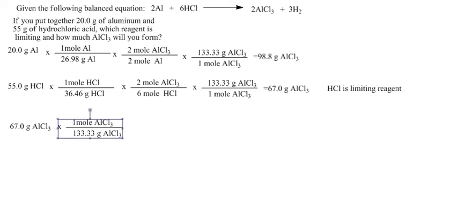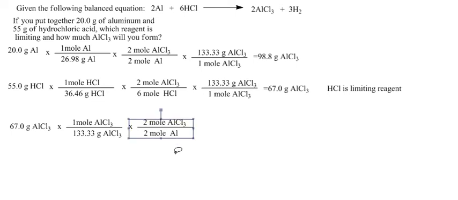We convert that to moles of AlCl3 and then to moles of aluminum, and actually this is upside down, isn't it? Because the aluminum should be on the top and the AlCl3 should be on the bottom, because that's what we're canceling out, I should say.